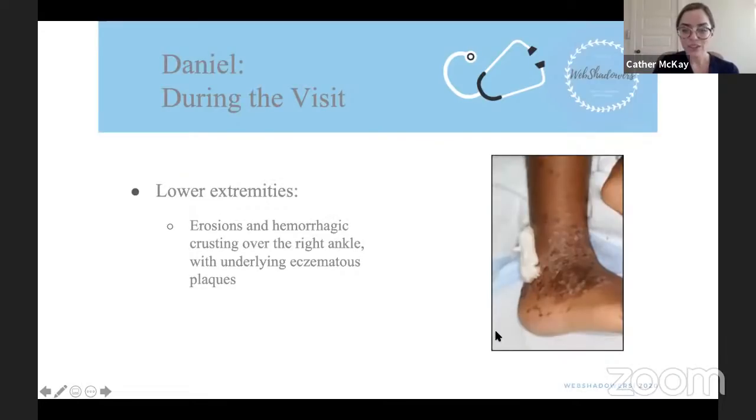Okay, and then you get to his lower extremity. Remember from the history, it's painful. So when you get down there, you can see it looks different than the rest of his skin. These are called erosions when you lose that top part of the epidermis. So it's open skin. Some of these have hemorrhagic crusting. So it has bled and the blood has dried. So it's got some crusting down there. And you don't know if you can tell in the picture, but he does have underlying eczema kind of under all of this. These are all secondary changes on top of his eczema. Okay.